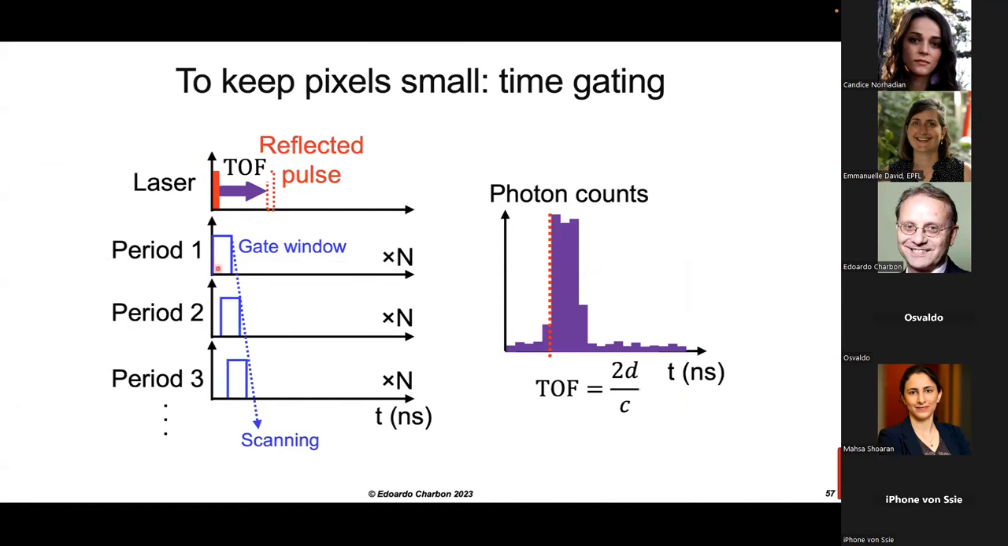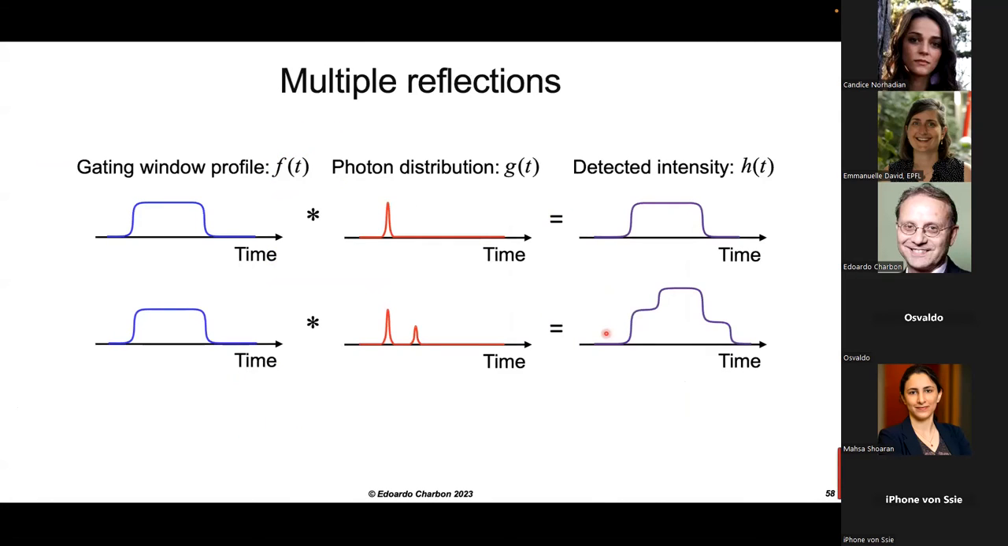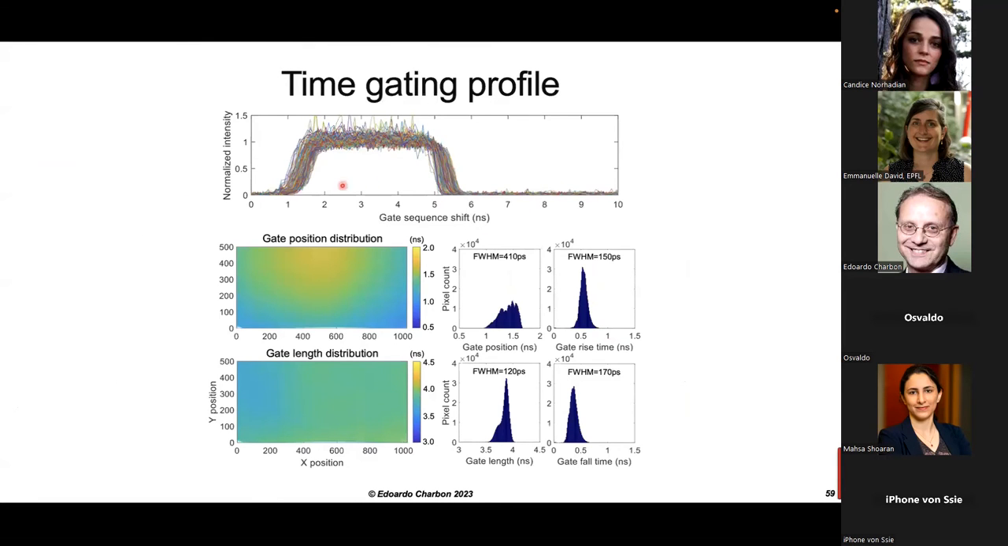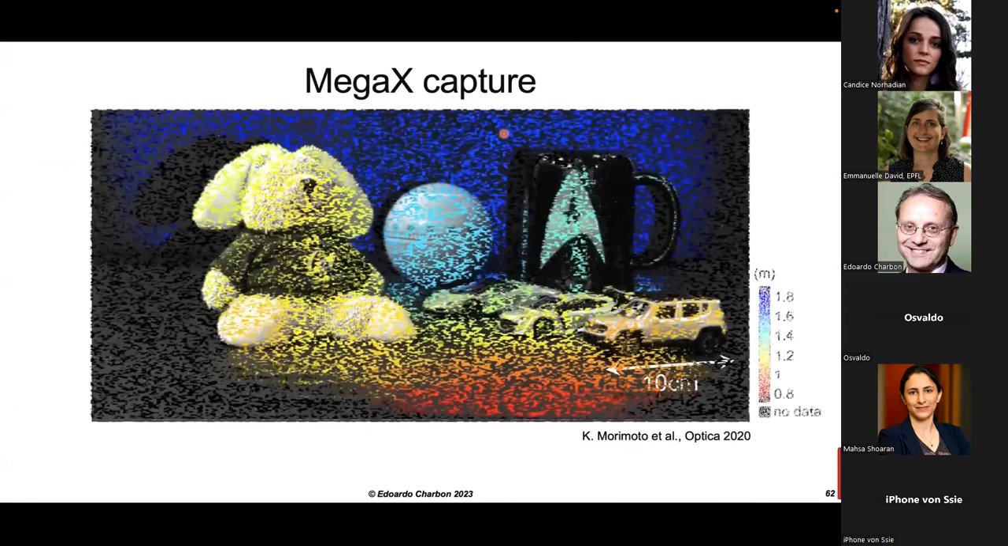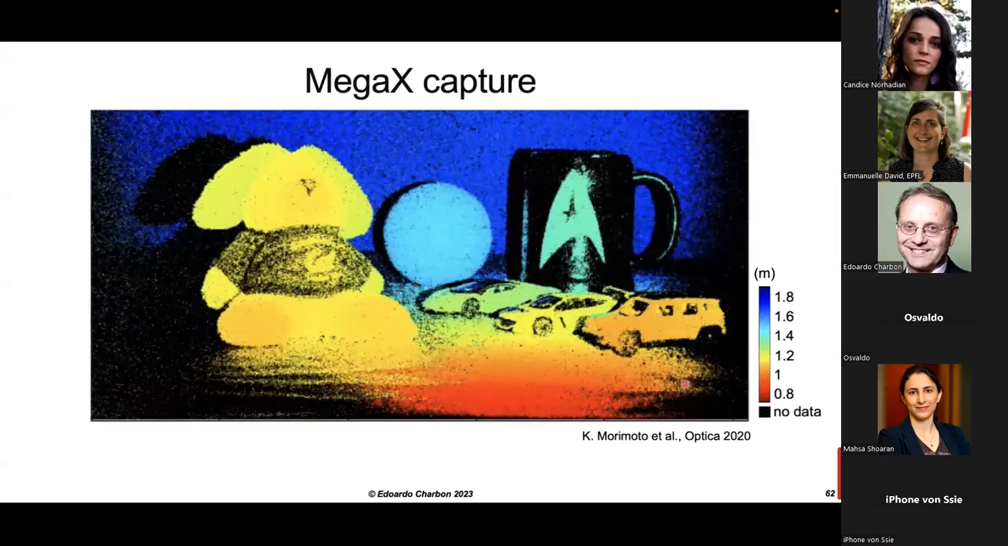In this case, the image that I showed of the light in flight was achieved with a gate that moves in time and allows you to reconstruct the response. For example, this can be used for multiple reflections, and it's also very easy to reproduce on a pixel by pixel basis. So this is a 2D image that was reconstructed with a detector, and a 3D LiDAR image that was achieved by the same detector.